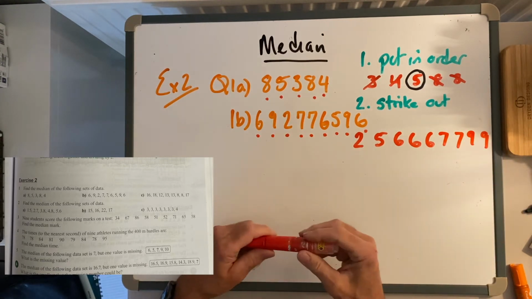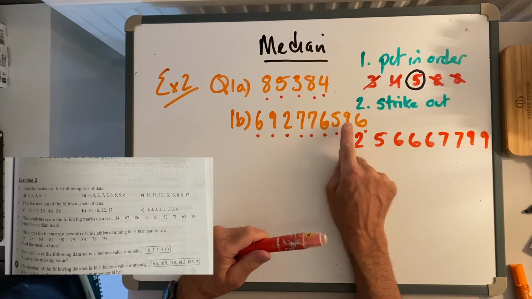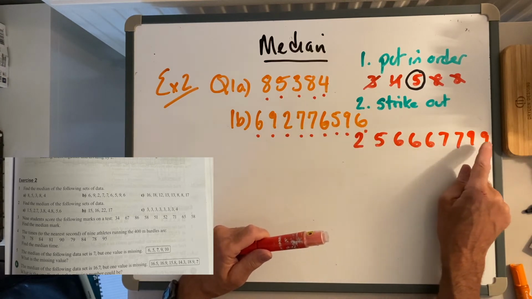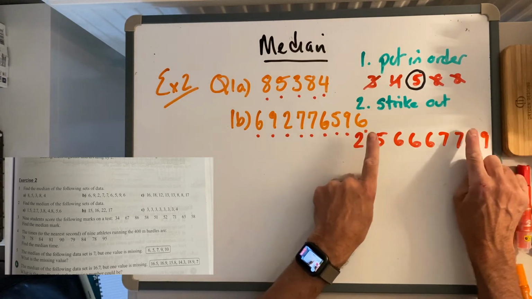So what I want to do is count how many I've got. 1, 2, 3, 4, 5, 6, 7, 8, 9. And then you can strike out by going out like that to the centre.